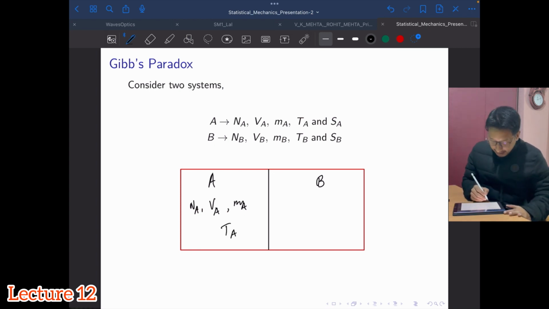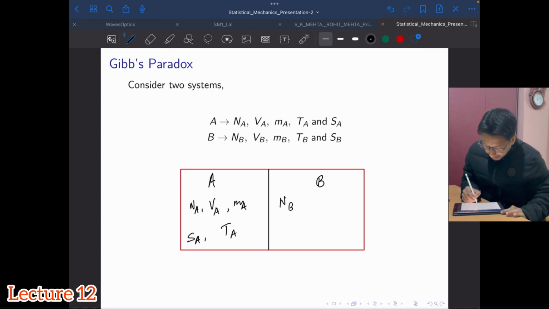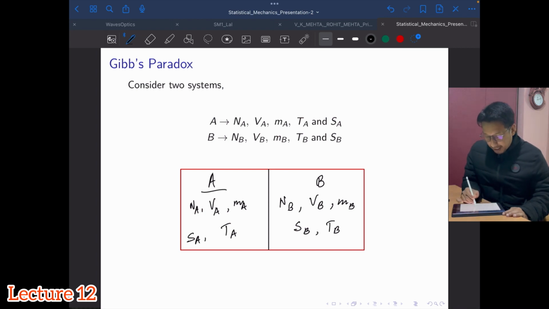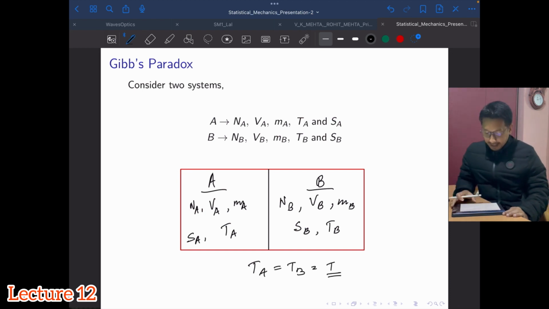So then automatically the entropy will be SA, which we can calculate from the expression that we have just discussed. Similarly for B, let's say we have NB number of particles, volume VB, mass MB, entropy SB, and temperature TB. For our discussion we will consider that both of them are at thermal equilibrium, meaning TA equals TB equals T, some constant temperature. These are ideal systems, both of them.